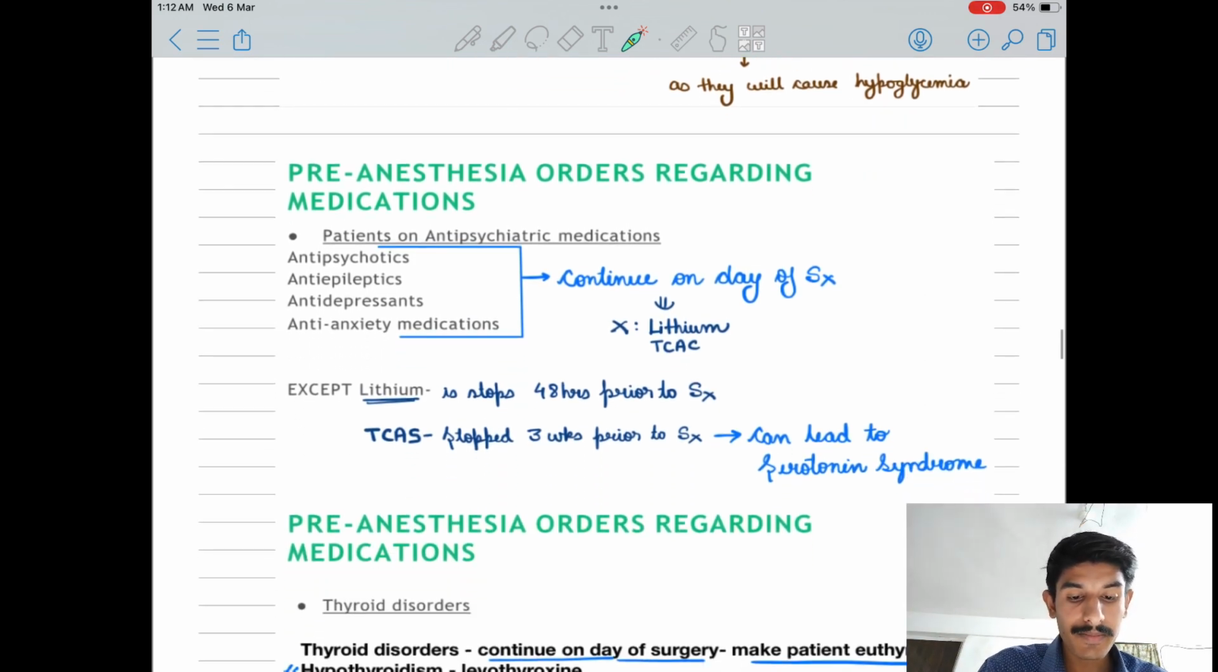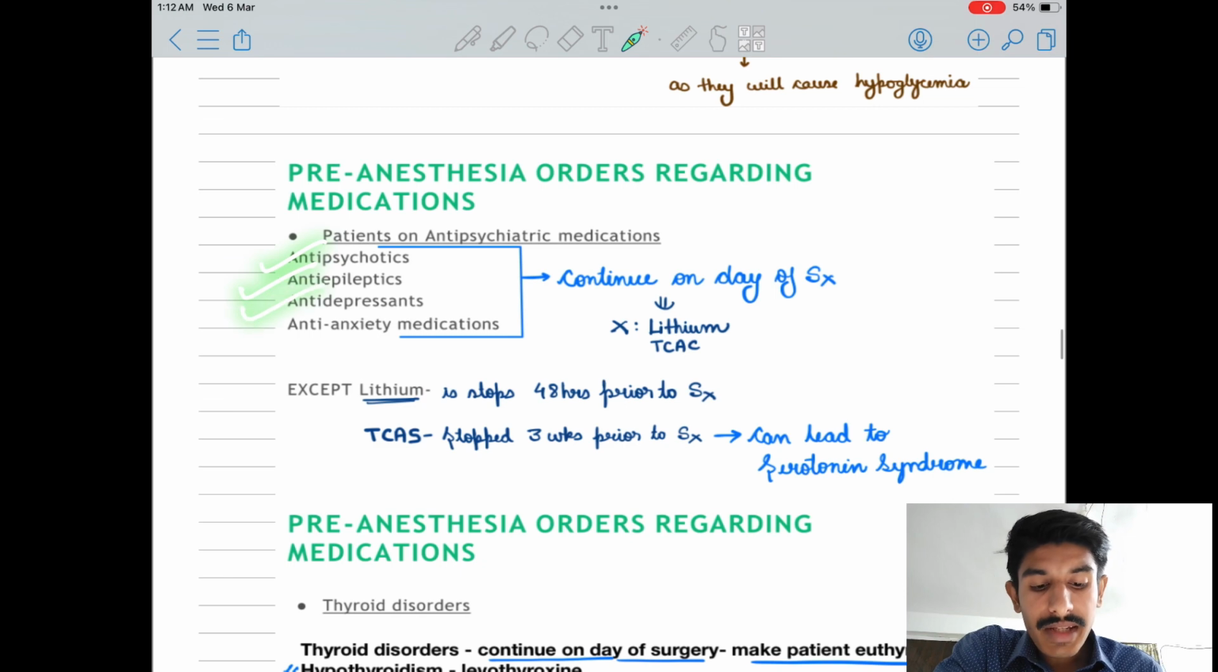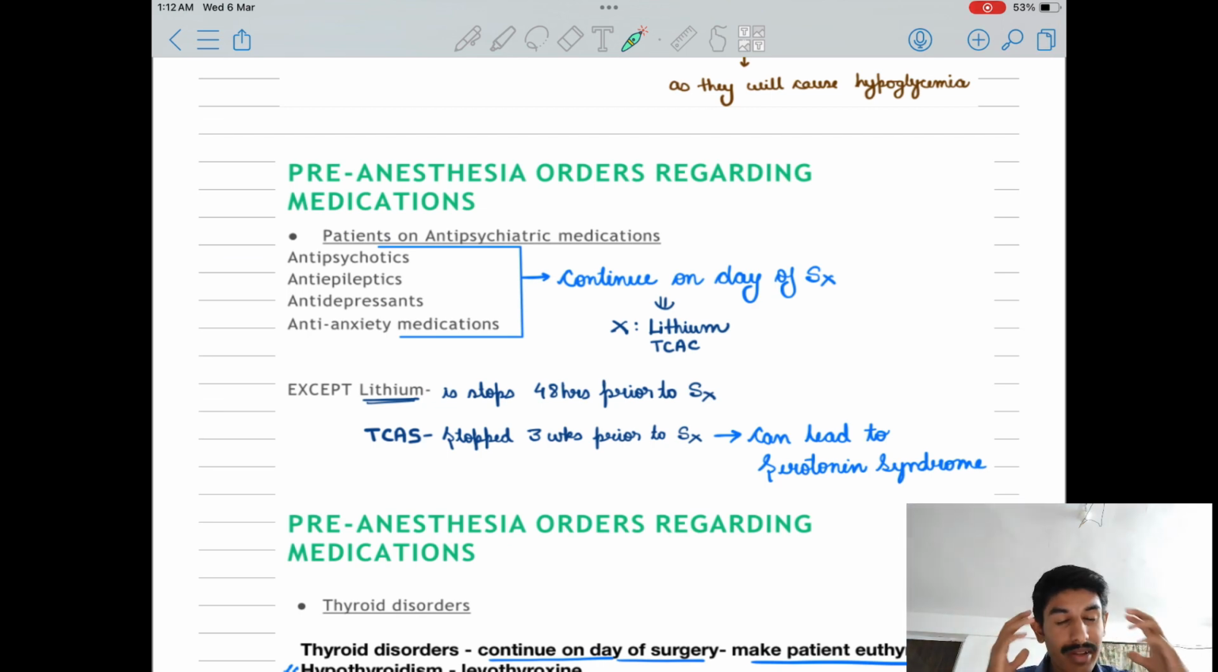The next one is antipsychotic, anti-epileptic, antidepressant and anti-anxiety. This medicine should be continued. Why? For example, there is a psychiatric patient and we have to do some operation on his body, and if you stop that medicine before he comes to the hospital, his mental condition may worsen. That would be a big problem for the hospital, as he will throw things here and there, shout, and do something wrong to himself too. So this medicine must be continued, because it can cause problems for the patient and the hospital team also.